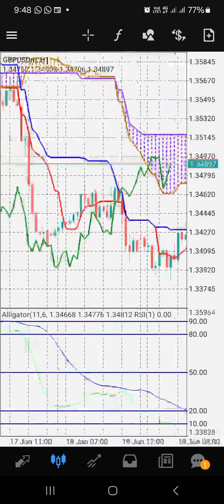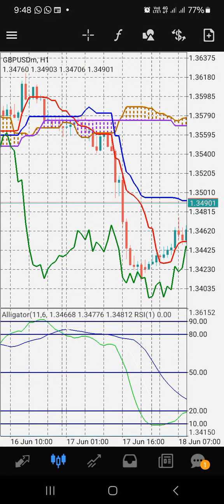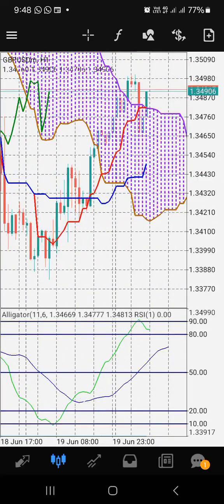So the Ichimoku, as you can see, has different parts. This green signal line, you can see the Kijun sen and the Tenkan sen, that is this red and blue line. So you can see the Ichimoku cloud.